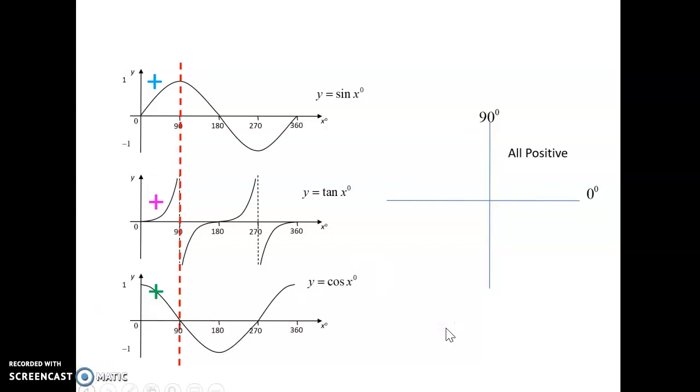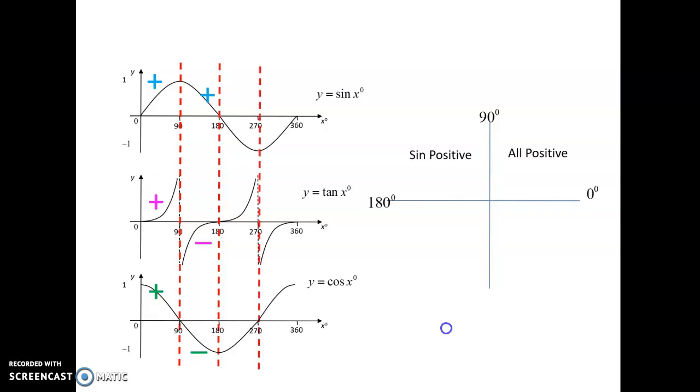If we look at the next 90 degrees round, so between 90 and 180 degrees, if we look at the first graph, the sine is above the x-axis, so it's positive. But both tan and cos are below the x-axis, so they're both negative. So in that one we can say sine is positive.